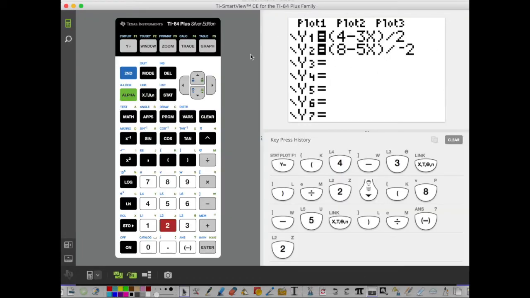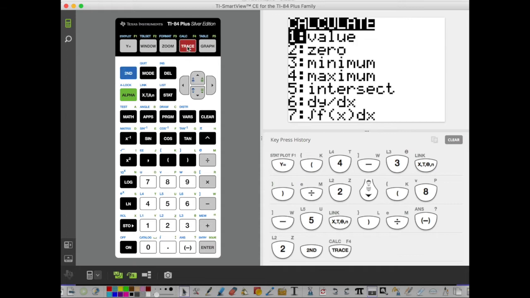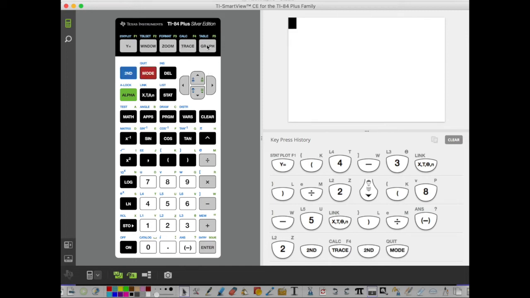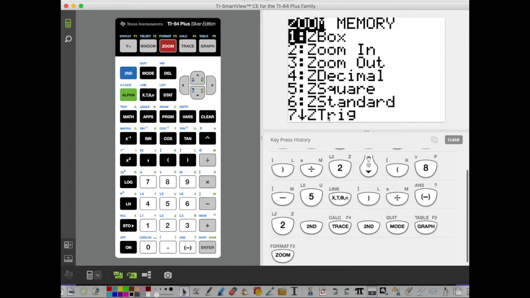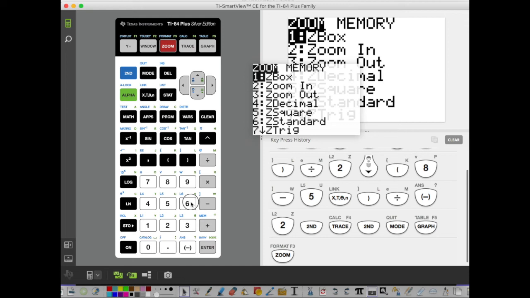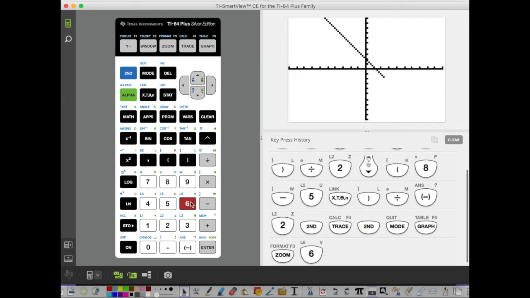Okay, so to find the intersection, we will do second, calc, intersect. Actually, let's first take a look at the graph, first, to make sure we actually see the intersection. Okay, so here, my window does not allow me to see the intersection. So what I'm going to do is hit zoom 6, the standard window here. And right there is our intersection point. So we don't need to adjust the window anymore.